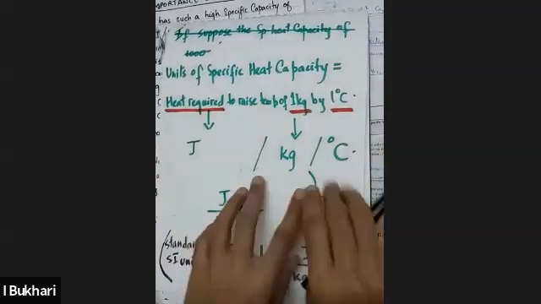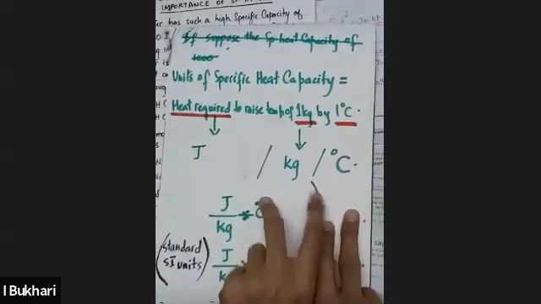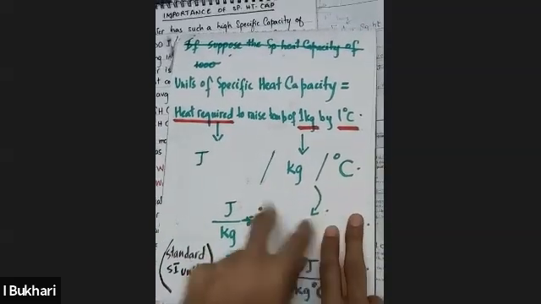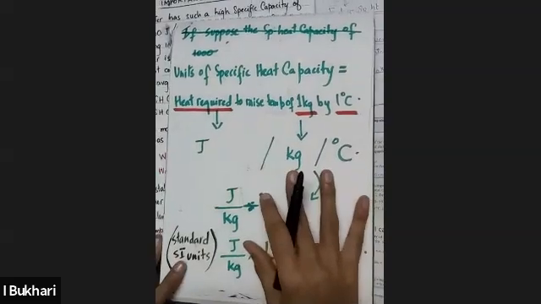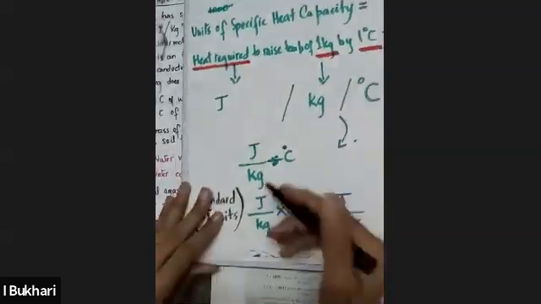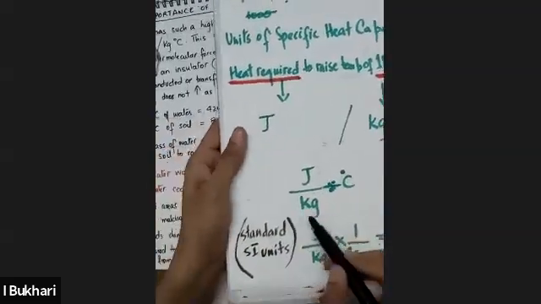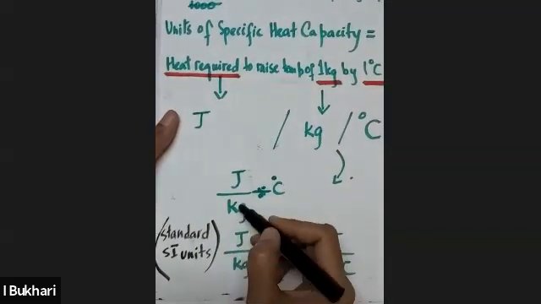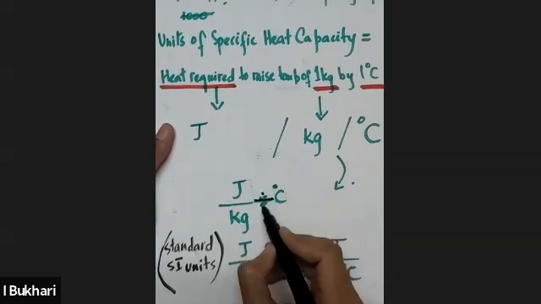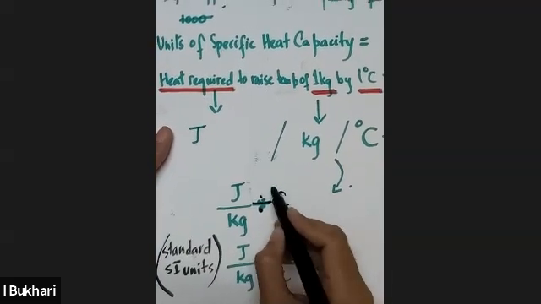Now we don't usually use two 'pers' in symbols. This is not a correct way of writing units. So what do we do with it? Joules over kilogram, like per kilogram means over kilograms. So joule is the numerator, kilogram is the denominator, divided by degree Celsius.